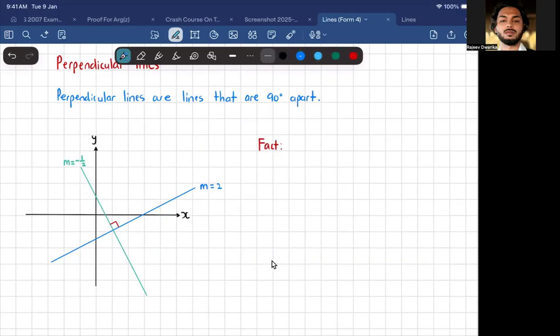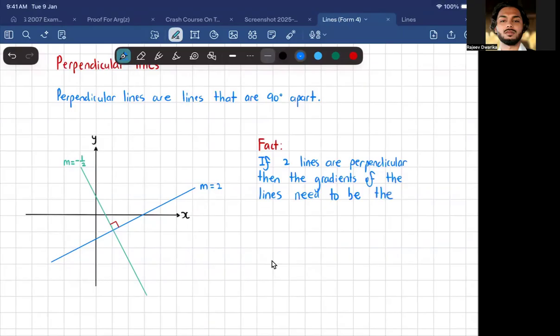So Ria, if two lines are perpendicular, then the gradients of the lines need to be the negative reciprocal of each other.